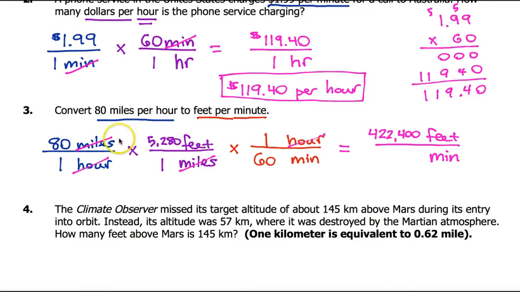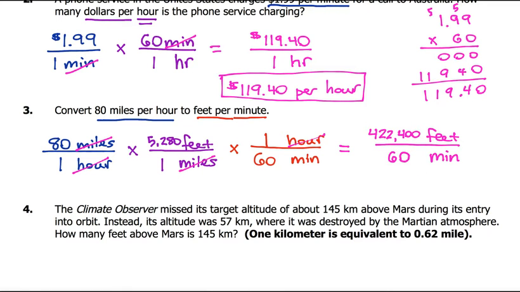Okay, if you did that correctly, 80 times 5,280, you should have gotten 422,400. So this is 422,400 feet. And then in the denominator, we have 1 times 60, so that's 60 minutes. So this is 422,400 feet per every 60 minutes.